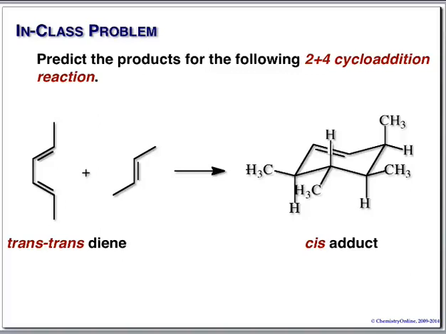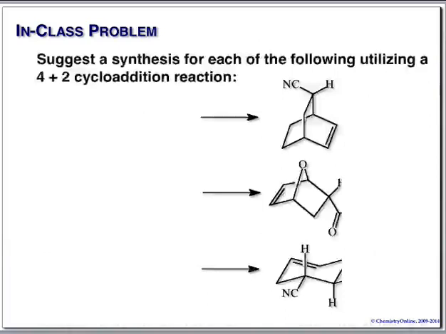All right. Let's go ahead and do one set backwards. Here are a set of final products. I would like you to draw the diene and dienophile that you would need to make this.